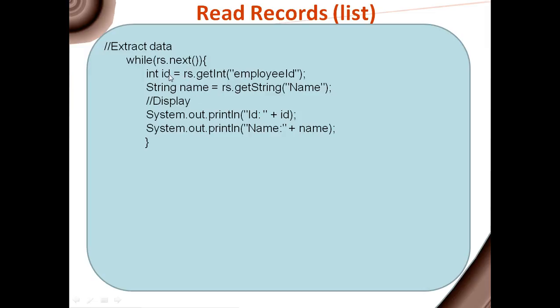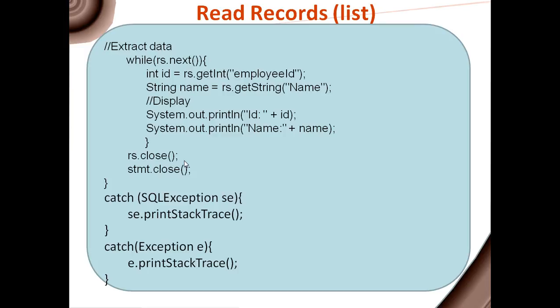Once you get the name and ID, you can print it. Then you will close the result set, and you are going to close the statement. Please be careful, we are not closing the connection. The connection closing is a separate step. Here we have just closed the result set as well as the statement object that was created.